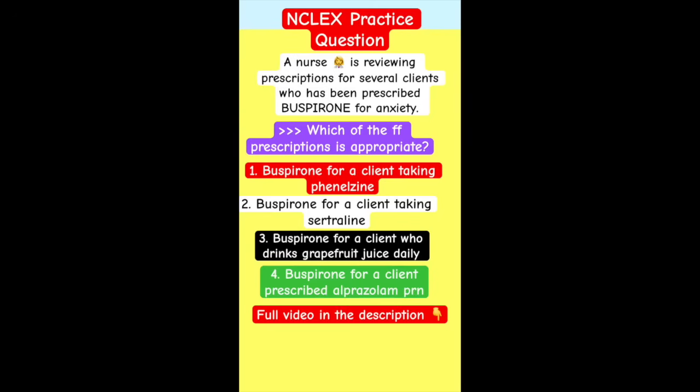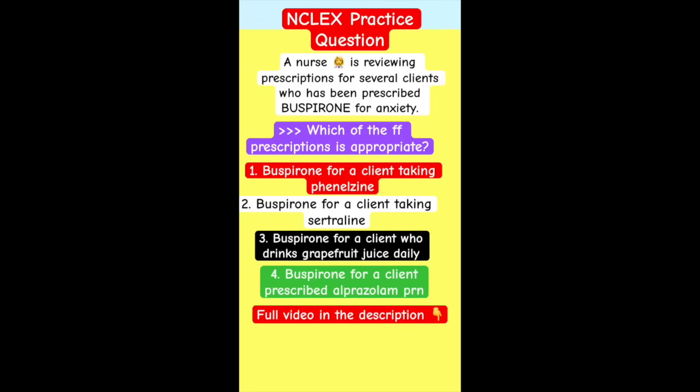A nurse is reviewing prescriptions for several clients who have been prescribed Buspirone for anxiety. Which of the following prescriptions is appropriate? Buspirone for a client taking Phenelzine. Buspirone for a client taking Sertraline. Buspirone for a client who drinks grapefruit juice daily. Buspirone for a client prescribed Alprazolam PRN.